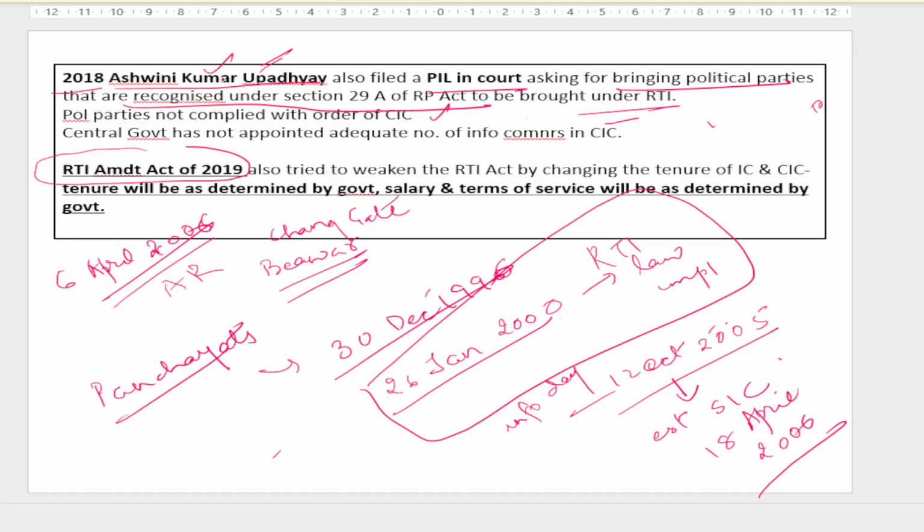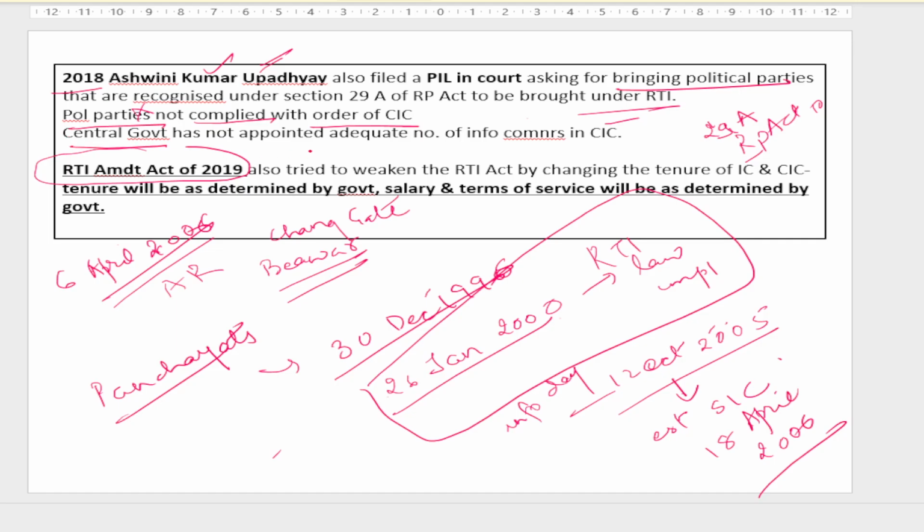So Ashwani Kumar Upadhyay filed the PIL in court saying that political parties covered under Section 29A of the Representation of People's Act should be brought under the RTI Act. Now political parties did not comply with the CIC order. The Central Information Commission had issued an order on 3rd of June 2013 asking political parties to disclose details and to appoint PIOs, but the political parties did not comply with this order.